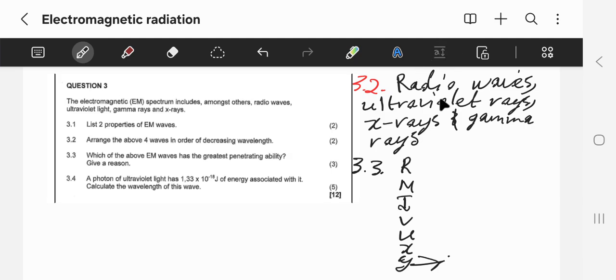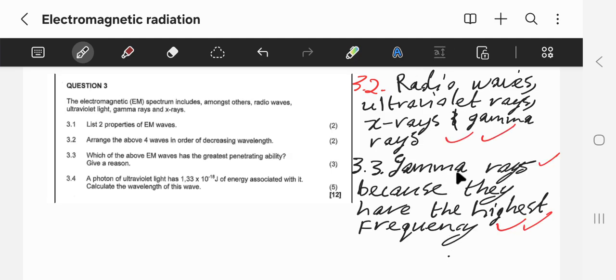They have the highest penetrating ability, and the reason is because of what? It's because of them having the highest frequency. Okay, that's how we'll answer this question. So yeah guys, that's how you answer. You will say gamma rays because they have the highest frequency. We know that if you have the greatest amount of frequency, then you will also have the greatest amount of penetrating ability. That's how you answer that question.